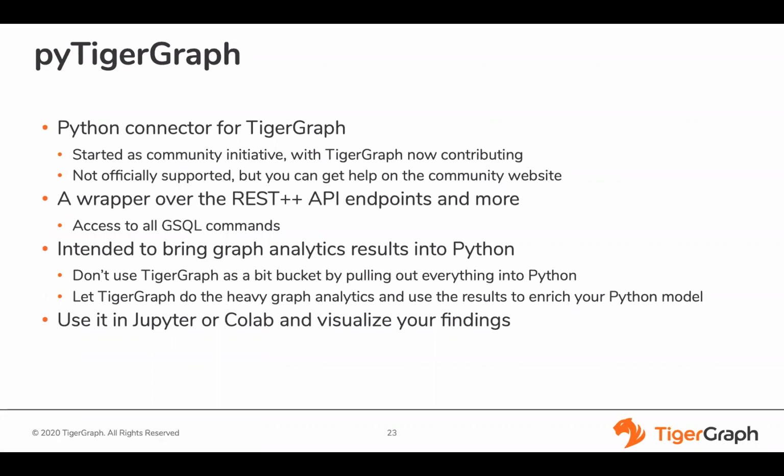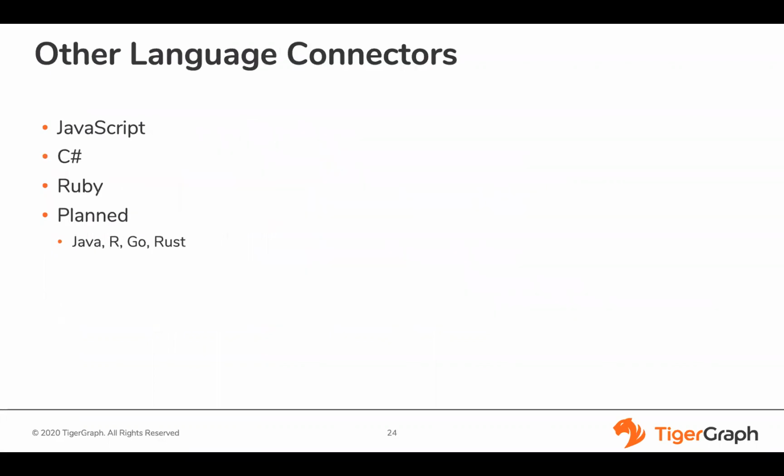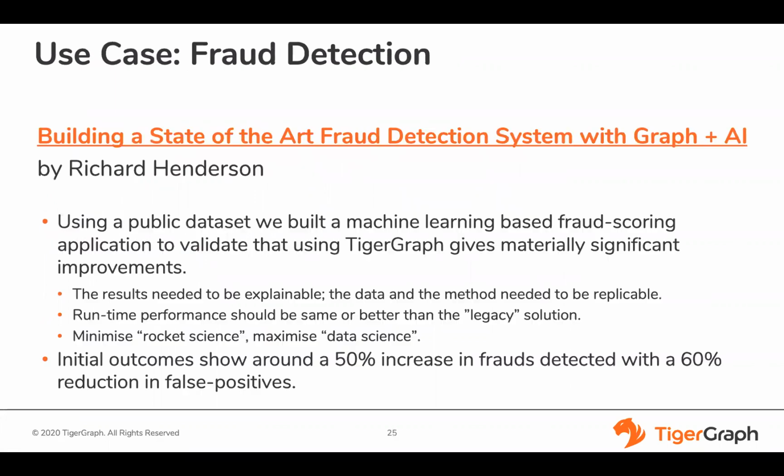You can use it in the Jupyter Colab notebooks and visualize your findings. There are other language connectors in development. There is a JavaScript connector being developed right now, and partners develop C# and Ruby connectors. We are looking at the next stage: Java, R, Go, Rust, whatever the most relevant connector for our customers.